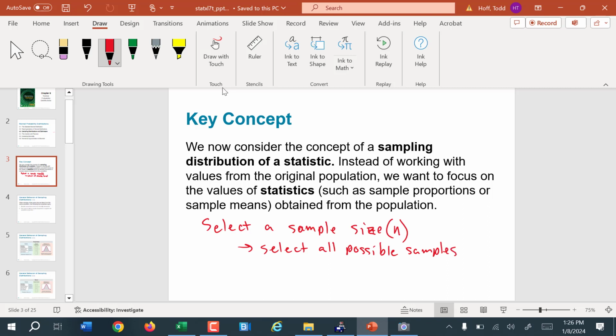Now the key thing here is it's with replacement. So just because an item is in the first sample doesn't mean it can't be in the second sample. And then we're going to calculate the statistic of that sample. So if we're looking at estimating a mean, we're going to calculate the mean of each of those samples. If we're looking at estimating a proportion, we're going to calculate the proportion of each of those samples. And it's those items, those sample means or sample proportions, that make up the sampling distribution.